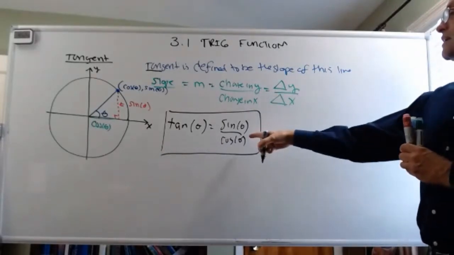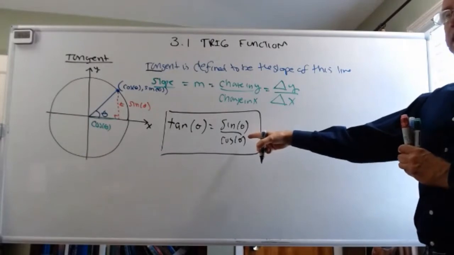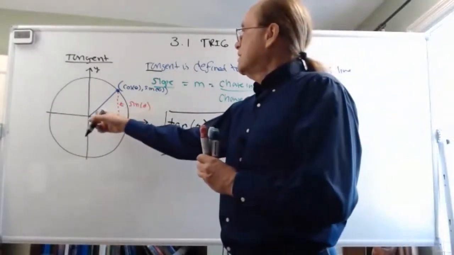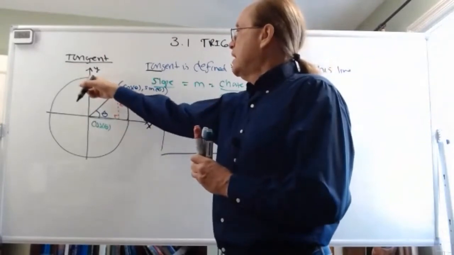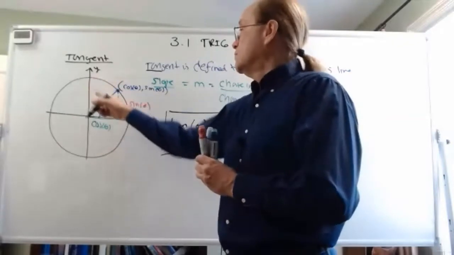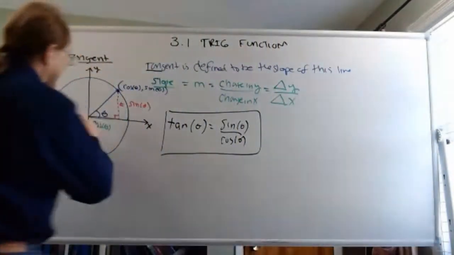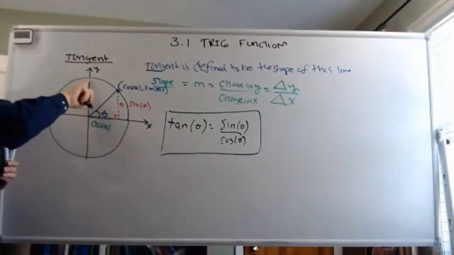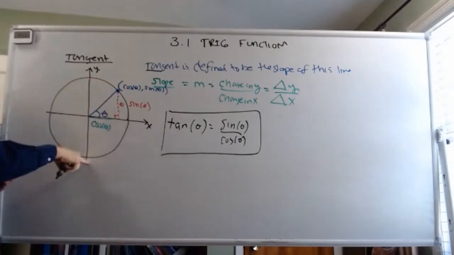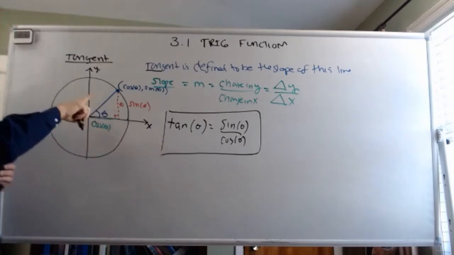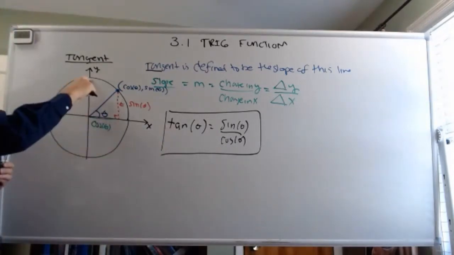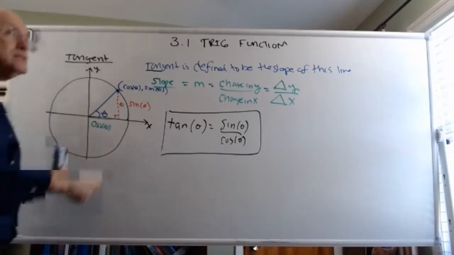Now you can see some problems for the domain of this. As I said, we have a problem if theta is an odd multiple of pi over 2. Because if theta is 90 degrees, that's undefined. If it's 270 degrees, it's undefined. Because I end up with my x value being 0. Y is 1, but x is 0. 1 over 0 is undefined.